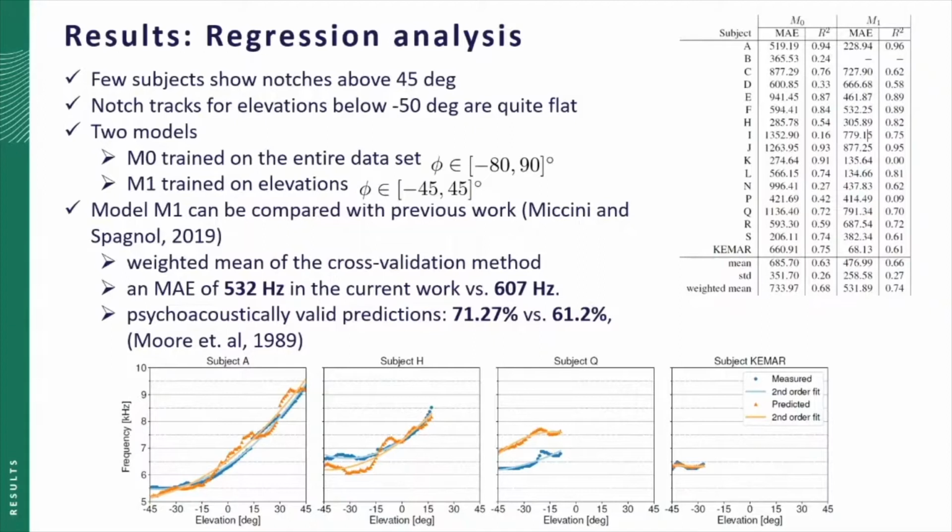Another metric for evaluation is to find the percentage of psychoacoustically valid predictions, which has been found in previous literature to correspond to differences of around 10% between frequency notches. This means that if two notches are within 10% of each other, they are perceived as the same notch. We find that out of all our predictions, 71.27% of them are psychoacoustically valid, while in previous work, 61.2% were found as psychoacoustically valid.